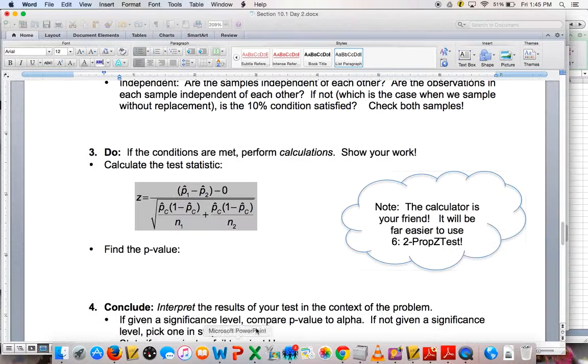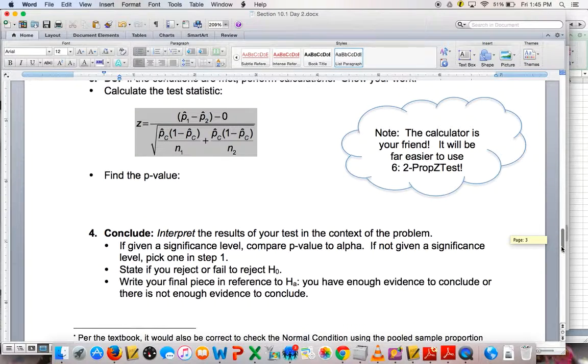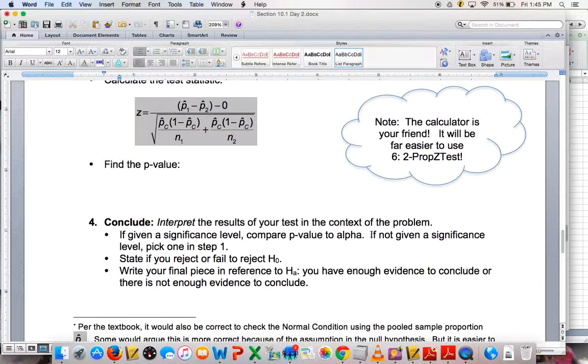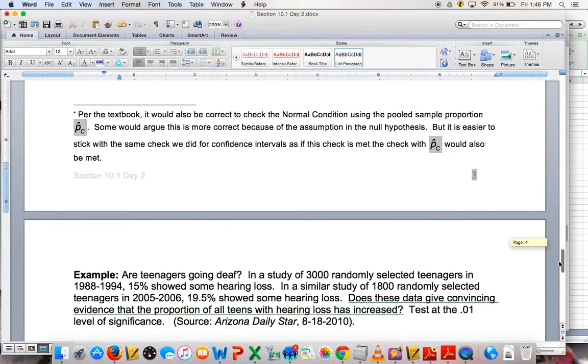In the conclusion step, you want to change that part just like how we did last chapter. So if you're not given a significance level, just pick one in step one. So just like we did last chapter, reject or fail to reject, and state your final piece in terms of the alternative.